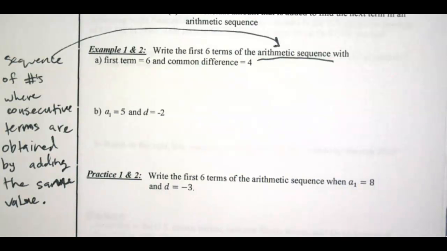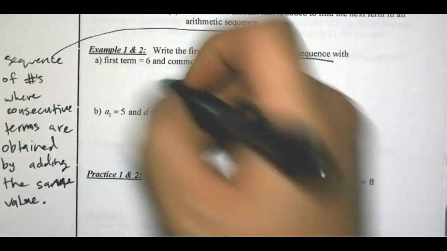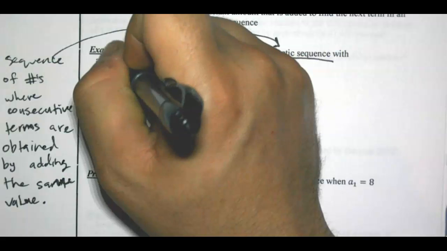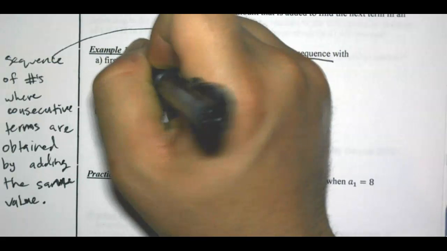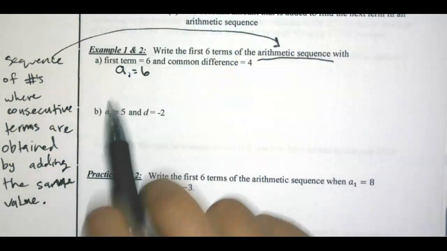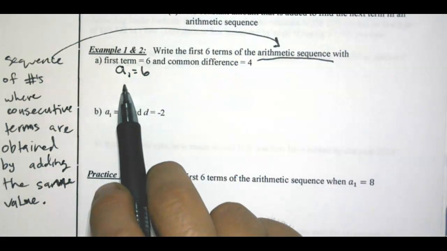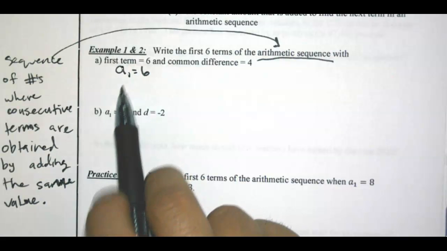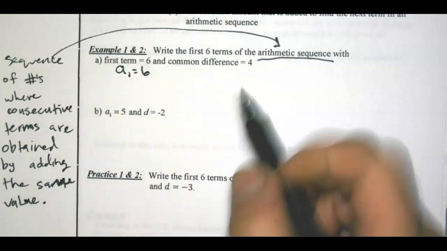For example here, the first term in a sequence, we'll use the letter A to refer to that. So the first term could be called A sub 1. Again, it's a notation we use to identify what term number we're at in a sequence or a pattern. So A sub 1 would be the first term.